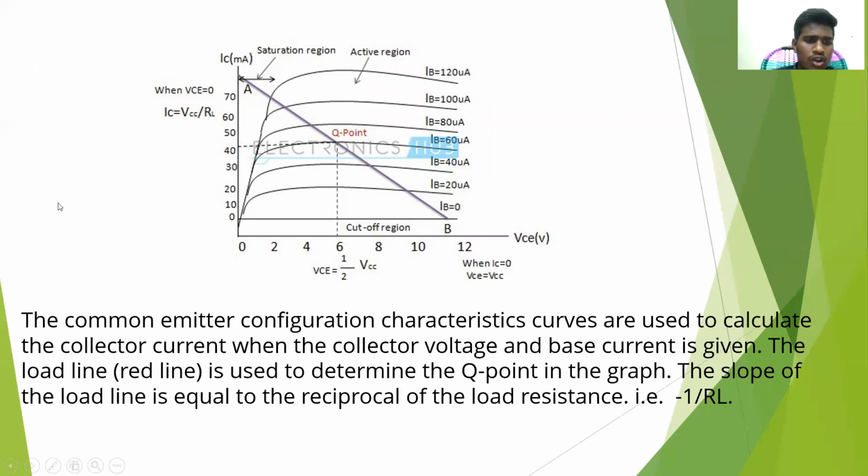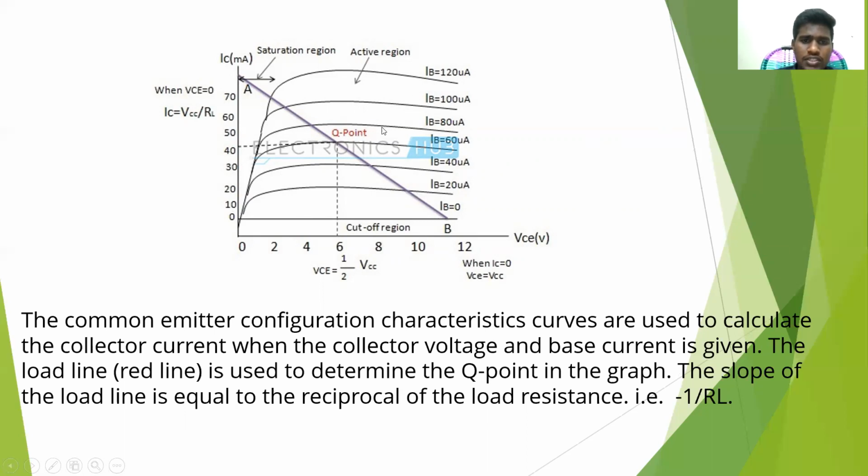So in this output characteristics, we will take output voltage and output current. That is, in common emitter, the output voltage is what? VCE, that is the collector emitter voltage, and IC, the output current, is the collector current. And we are keeping the IB current, that is the base current, the input current, constant. So we will get this curve.